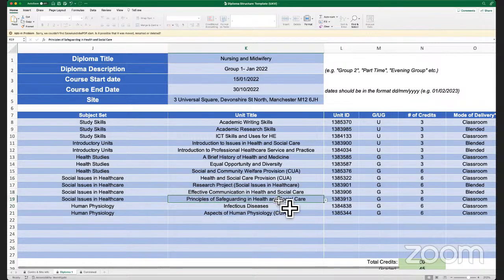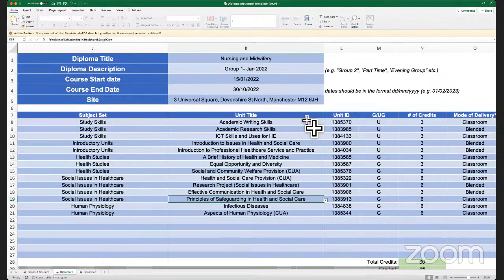So safeguarding, principles of safeguarding in health and social care, actually falls under the subject area of social issues in health and social care. And then we studied a previous unit, which was essentially the research project, which is also within this area, health and social care provision, which is also within this area, and effective communication, which was delivered by Shazia, is also within this subject area.